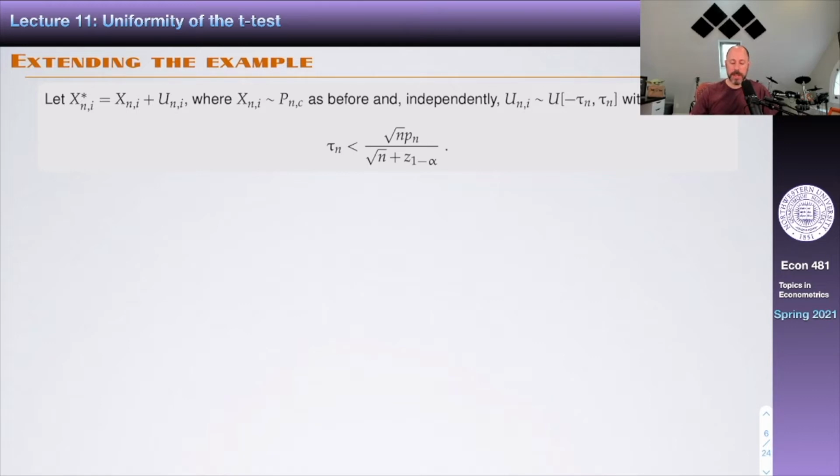Let x star n,i be x n,i plus u n,i, where x n,i has distribution p n and c, which is the one that we described before, and u is independently uniform over negative tau n and tau n. What is tau n here? Sorry. Well, it's just a number that is not larger than this: square root n p n divided by square root n z 1 minus alpha.